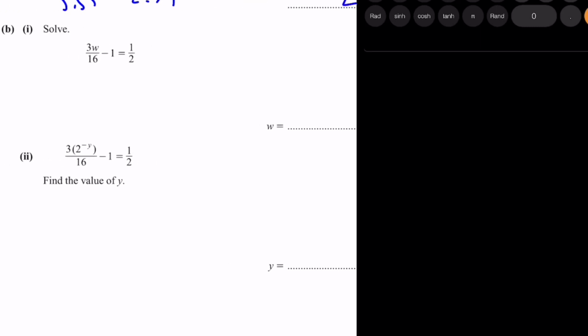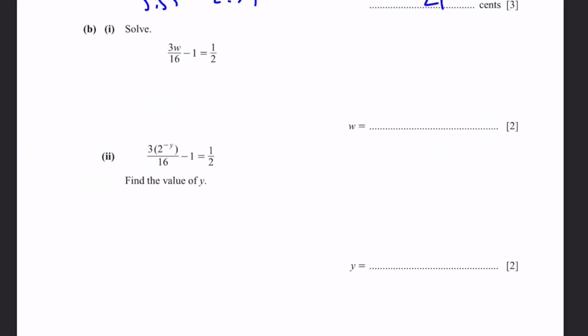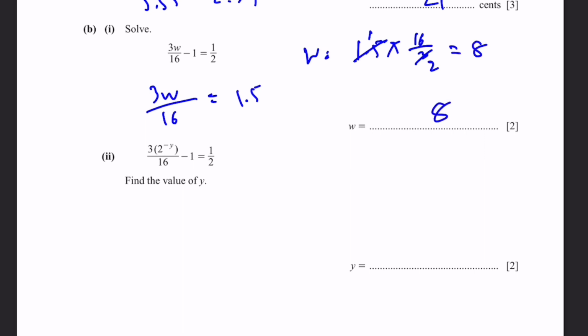B1. Solve 3w by 16 minus 1 equals half. That means 3w by 16 is equal to half plus 1, which is 1.5. So w equals 1.5 into 16 by 3. Cancel out, which is equal to 8.